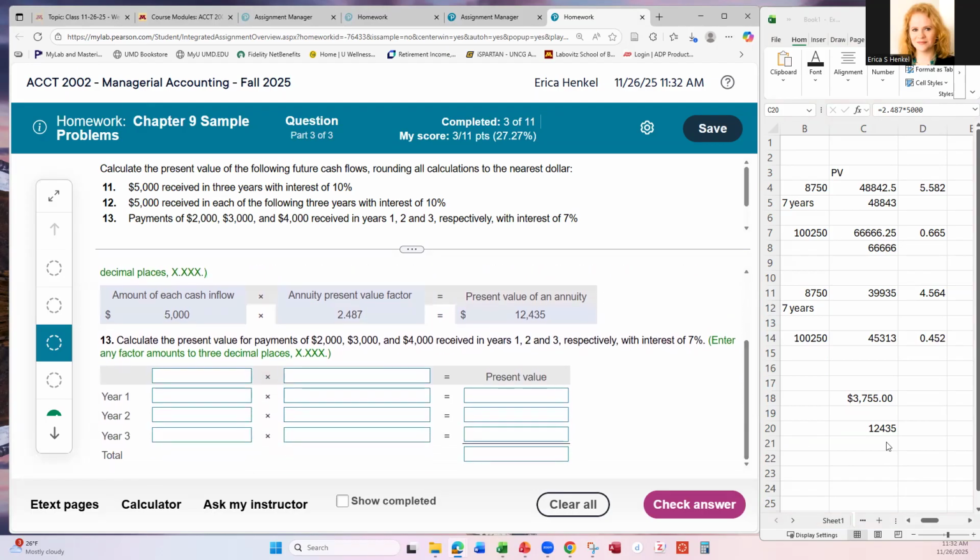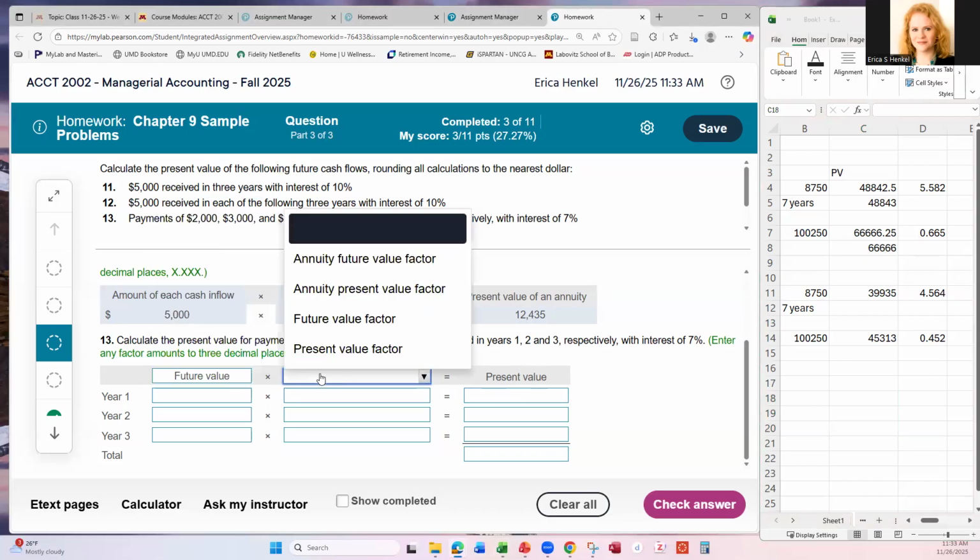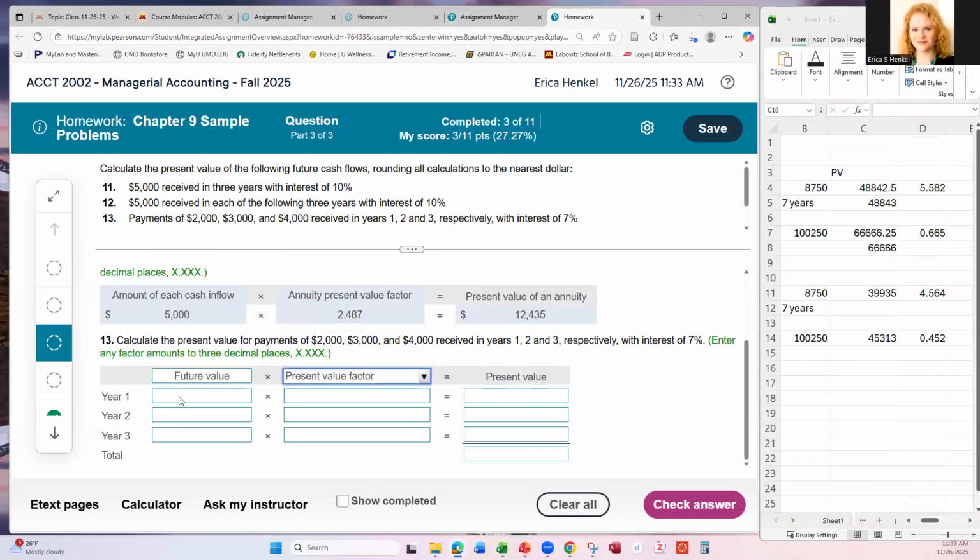$12,435. Now, for this third one, we have a mixed cash flow situation here, where we've got payments of $2,000, $3,000, and $4,000. And so we're going to calculate the present value of each of these. We're going to take the future value times the present value factor for each of these cash payments for 2,000, 3,000, and 4,000. And these are at an interest rate of 7%.